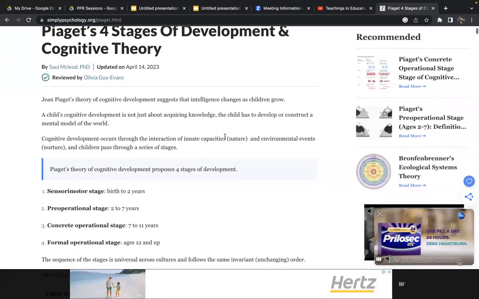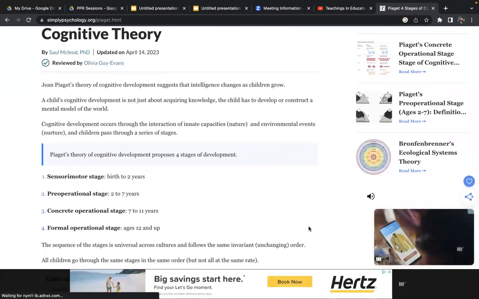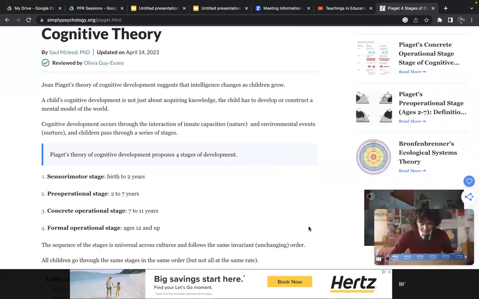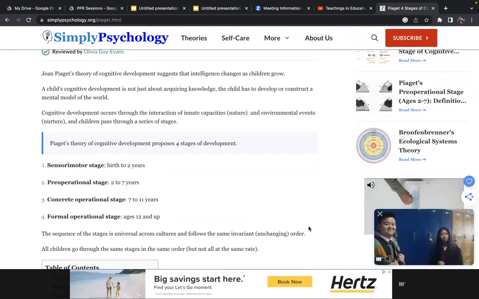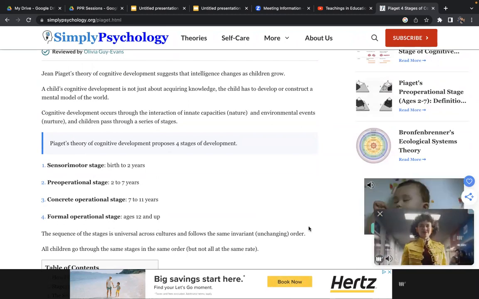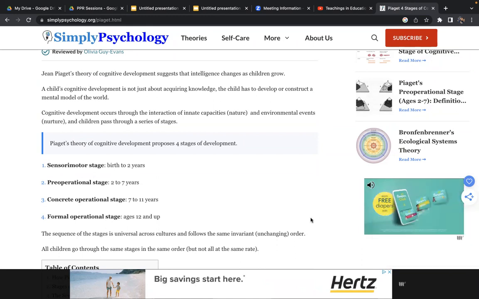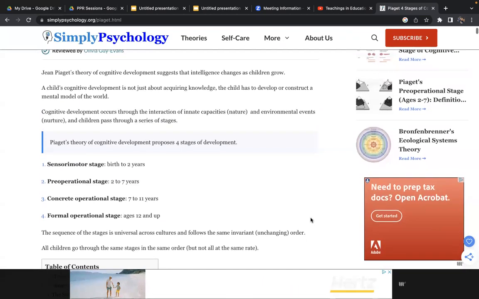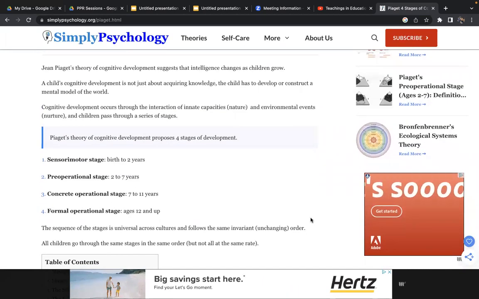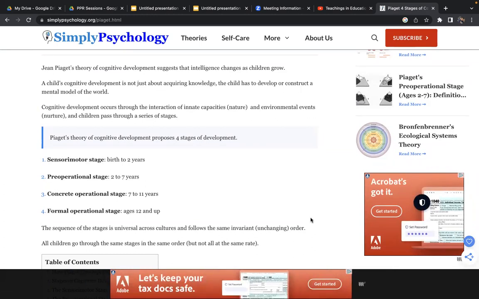And so Piaget's theory of cognitive development suggests that intelligence changes as the child grows. A child's cognitive development is not just about acquiring knowledge. The child has to develop or construct a mental model of the world. And this article does a good job of explaining that and how that begins, right? Even from the infant stage. And it does, because it's basically summarizing Piaget's theory of cognitive development.